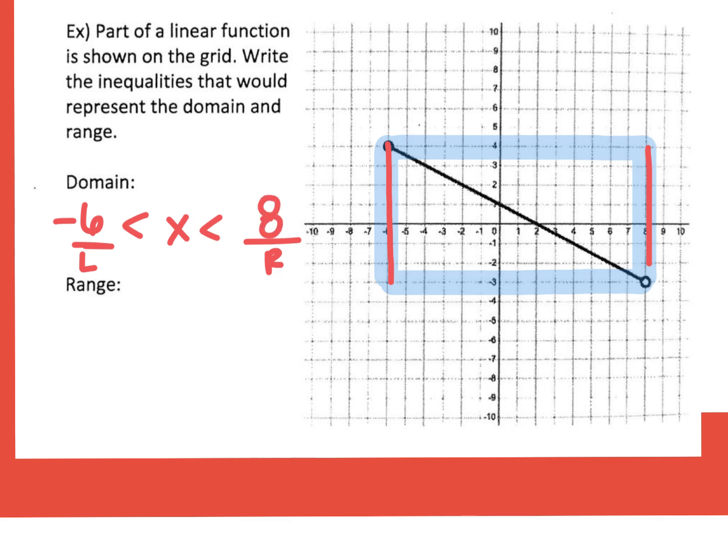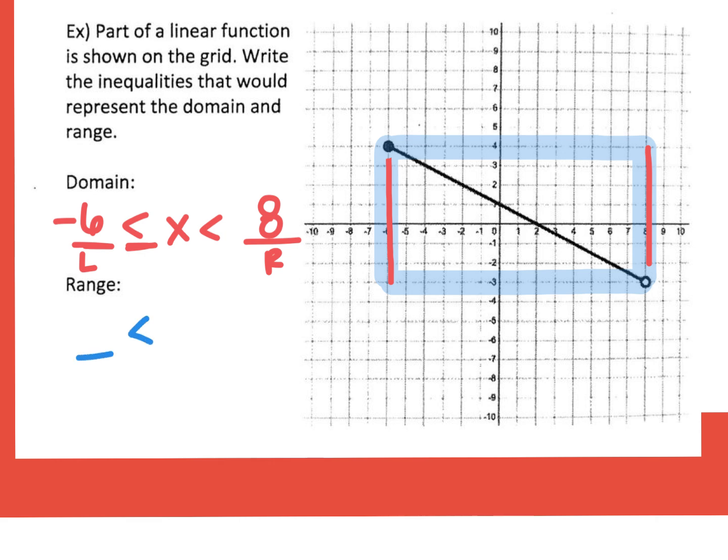And then I can go back and look. I do happen to have a closed circle on the -6, so I have to put the or equal to. I have an open circle on my 8, so I'm going to leave my less than.